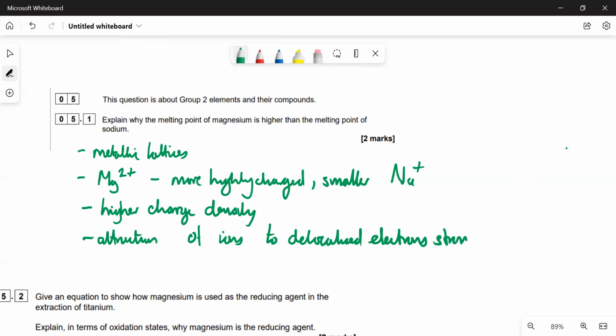And that, of course, is what holds a metallic lattice together: the attraction of the positive ions to the negatively charged delocalized electrons. So if you make that interaction stronger, you are going to get a higher melting point. You might also want to mention that there are more delocalized electrons in magnesium because each magnesium is losing 2 electrons, whereas in sodium, each sodium is only losing 1, because it's an Na+ ion. Okay, more than enough there for 2 marks, I think. Right.